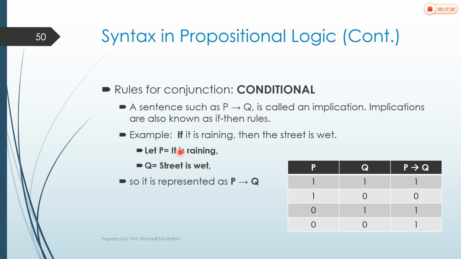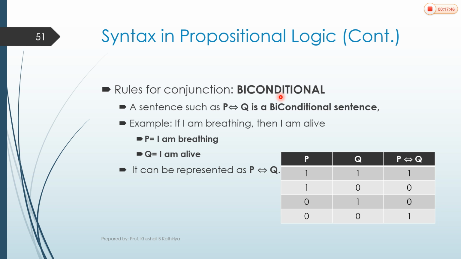And if it is not raining, then the street is not wet. So it is also true, because if it is not raining, the road will also not be wet. So it is true. So this is the truth table for the conditional operator.